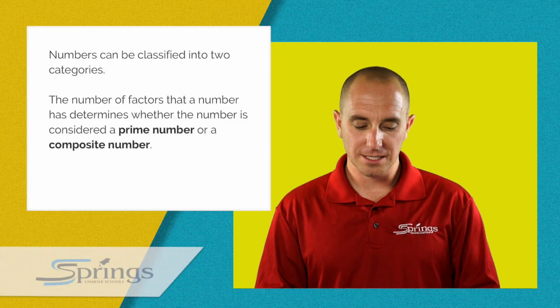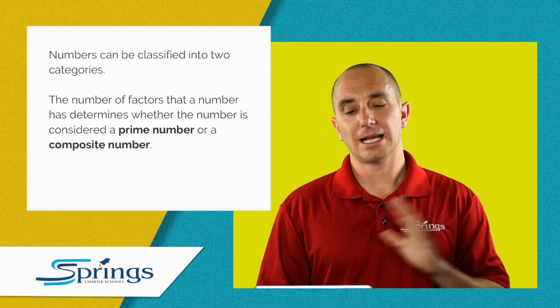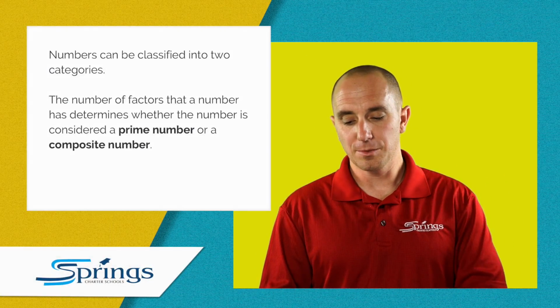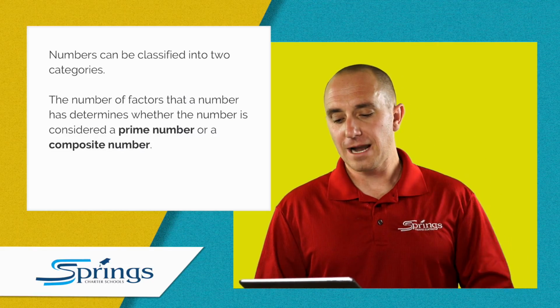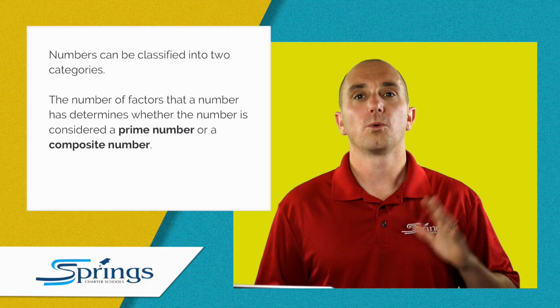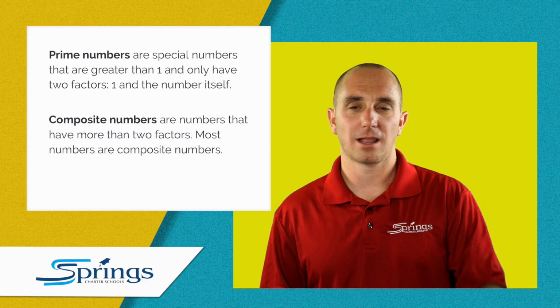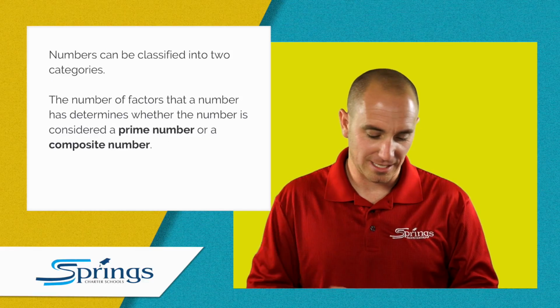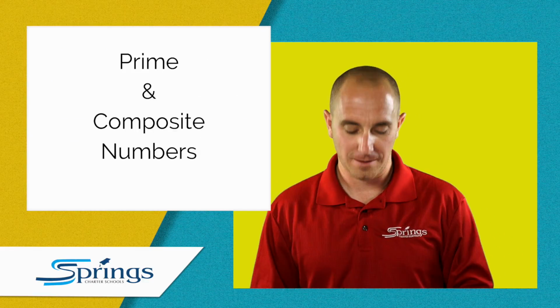Okay, so prime and composite numbers. Numbers can be classified into two categories. The number of factors that the number has determines whether the number is considered prime or composite. So prime numbers, let me start again. Sorry, man. I just had three biffs in a row.